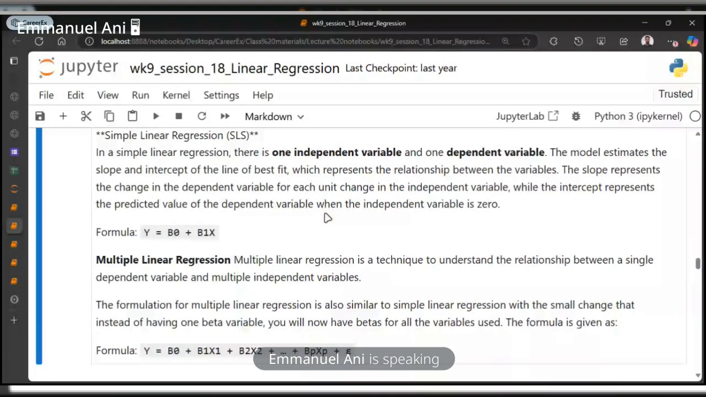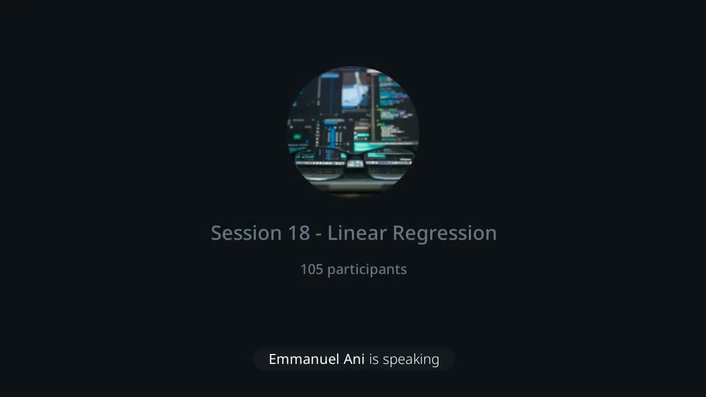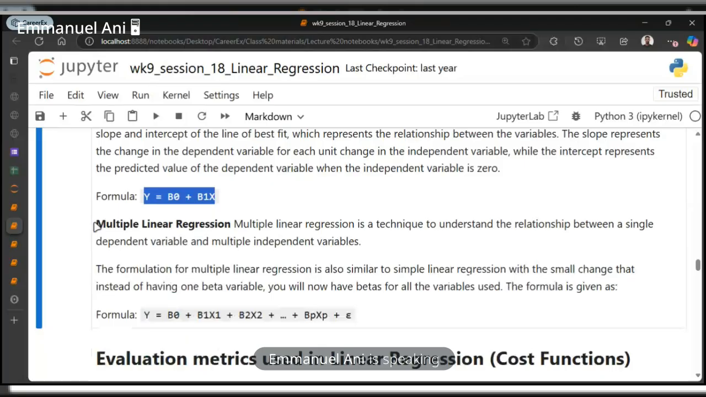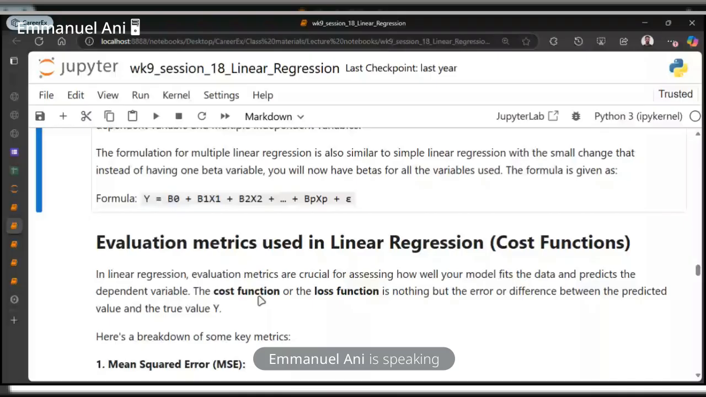So that is the formula for your simple linear regression, and this is the formula for your multiple linear regression. We have it here. I've explained all of this already, but because of time, let's just go straight to what we have next.